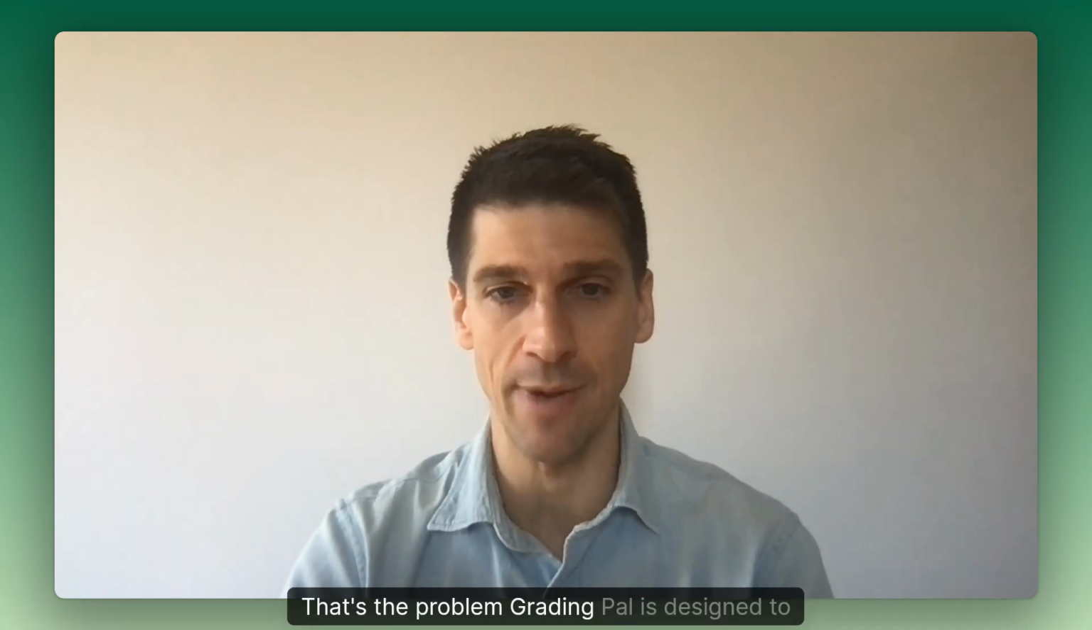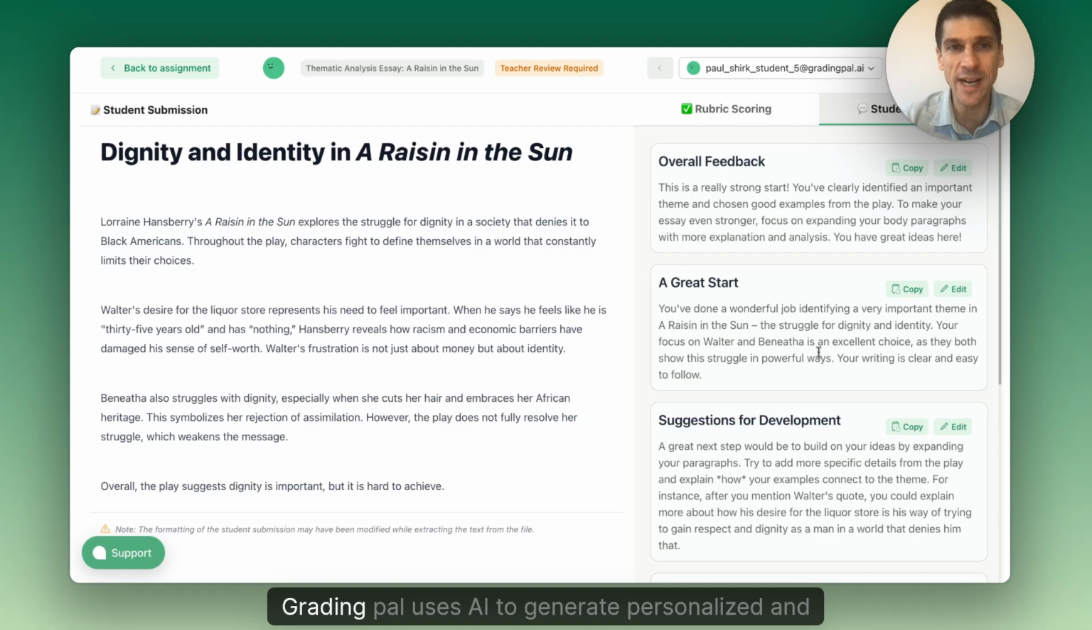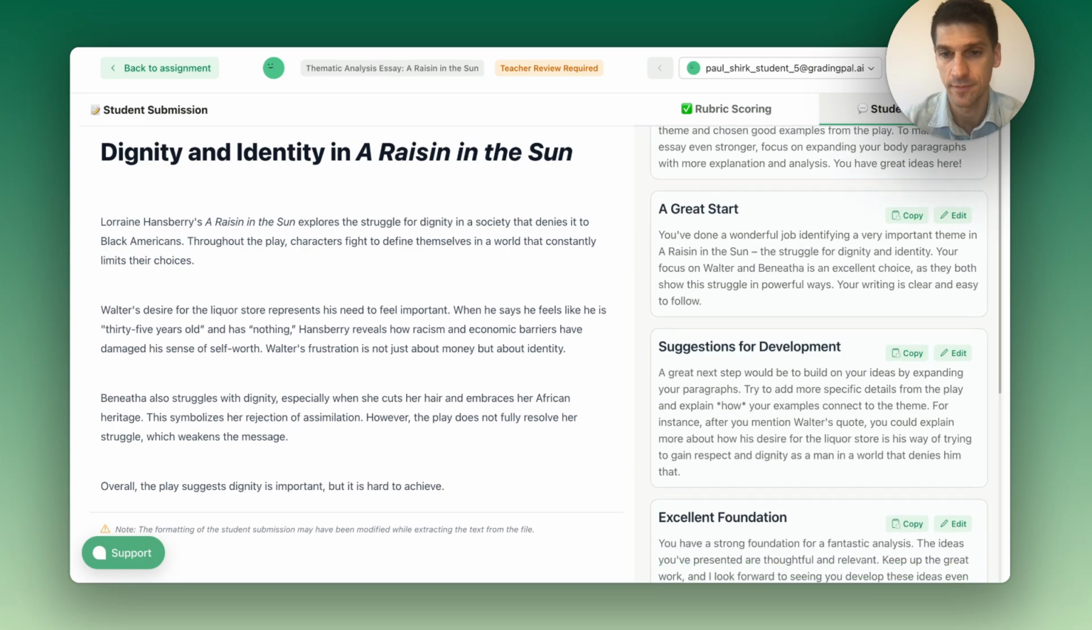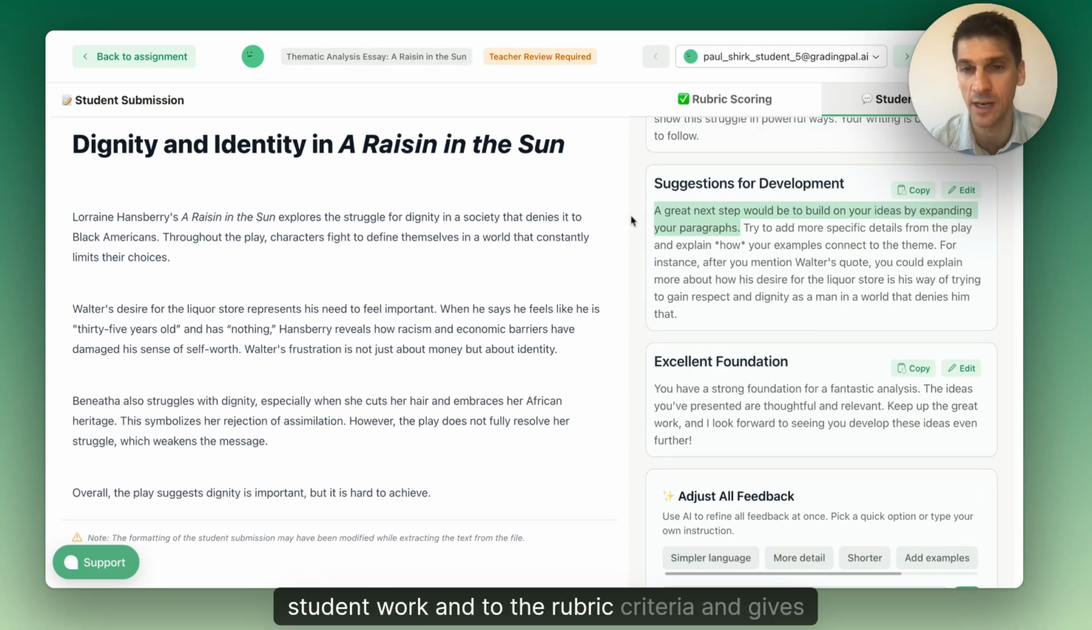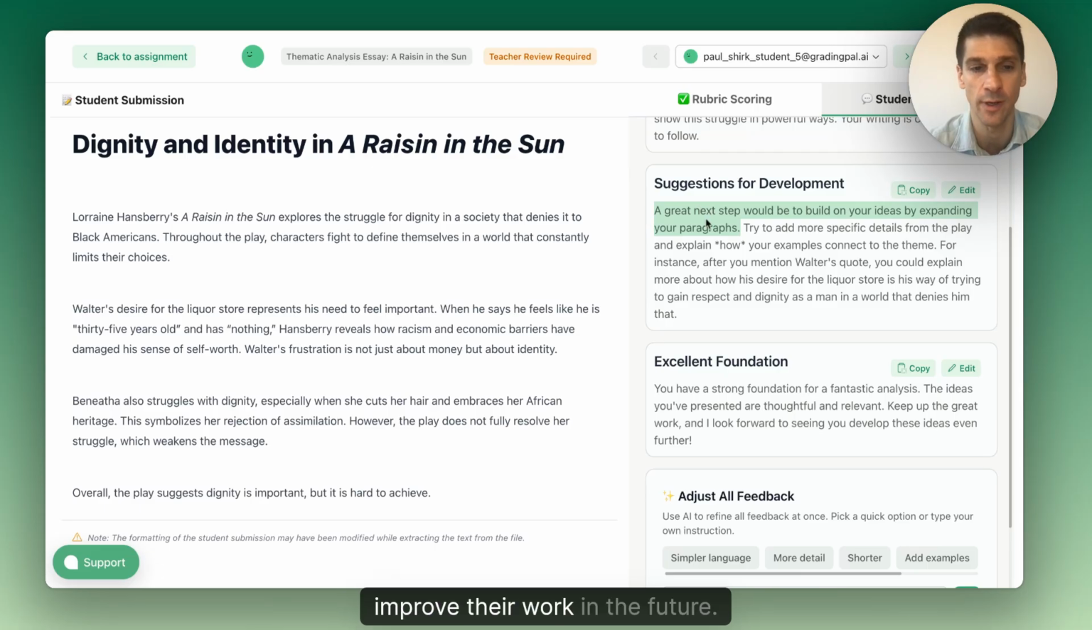That's the problem GradingPal is designed to solve. GradingPal uses AI to generate personalized and detailed feedback for every single student. The feedback is always tied directly to the student work and to the rubric criteria, and gives students clear next steps that will help them improve their work in the future.